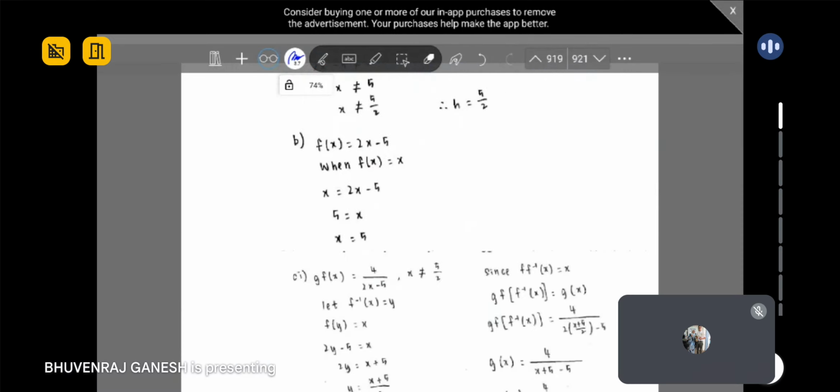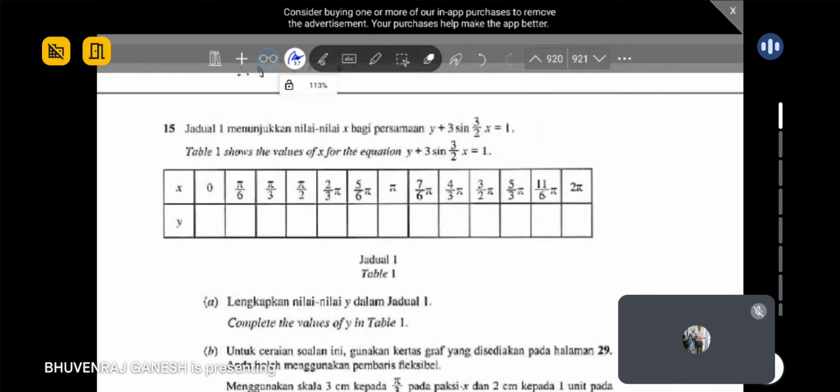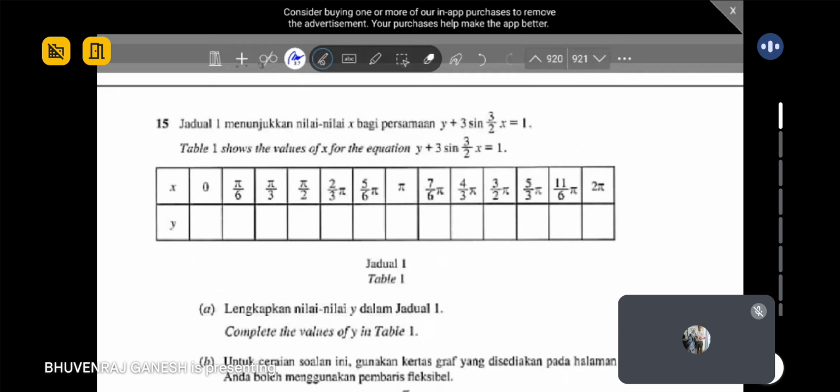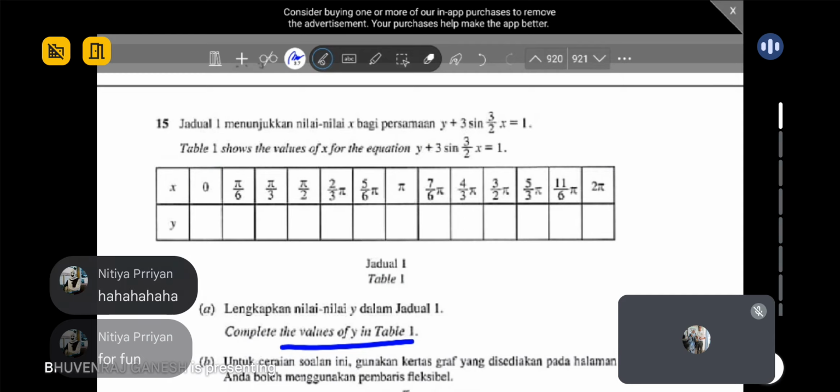So we see question number 15. First question, they ask you to complete the value of y. How to do this, guys? Press the calculator and just substitute one by one. I don't know why they give so many values, guys. Because they want to see who will make a mistake. For fun actually.